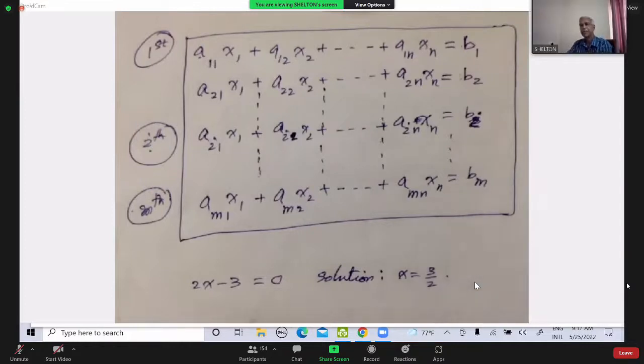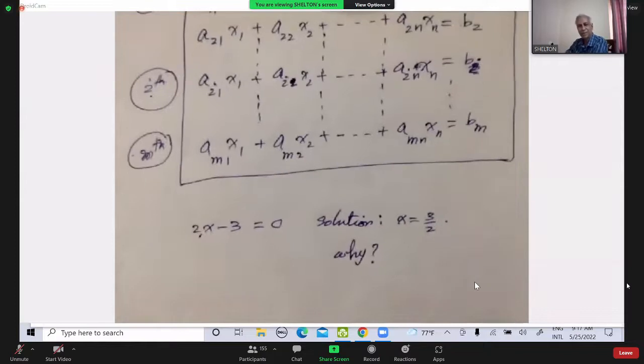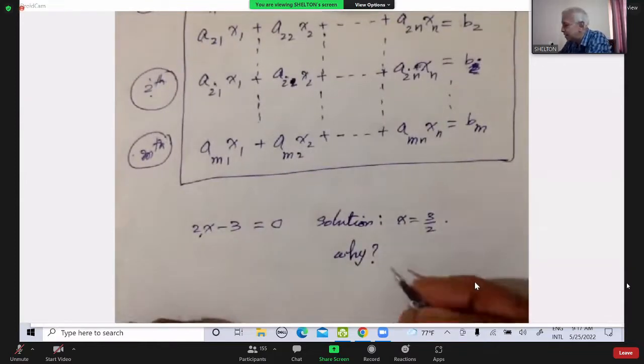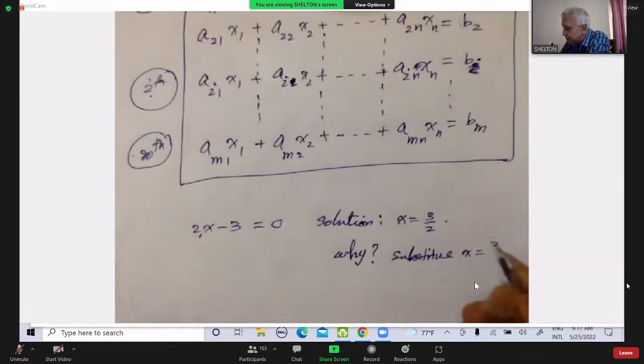Why is it a solution of this? So you need to know what a solution is. Definition of a solution: when you substitute this value, the equation is satisfied. Why? Everything should be answered and understood logically. Why is it a solution? Substitute x equals 3 over 2 in the equation.